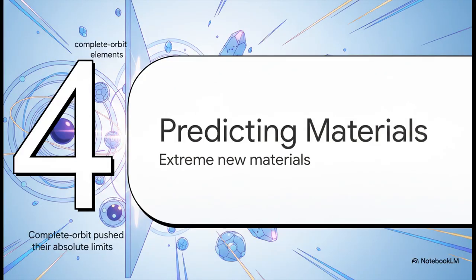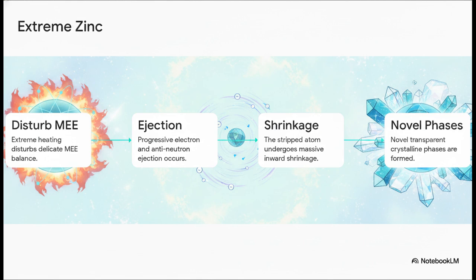All right, Section 4, predicting extreme new materials. Because the true test of any new scientific model is its predictive power, right? Take the extreme heating of zinc, Zn30. The theory maps it out perfectly. Step 1. Extreme heat disturbs that delicate MEE balance. Step 2. This triggers progressive electron and anti-neutron ejection. Step 3. The atom undergoes massive inward shrinkage. And Step 4. Totally novel, transparent crystalline phases actually form. This suggests that using high-temperature furnaces, we could eventually synthesize entirely undiscovered zinc-based glasses or wide bandgap ceramics.